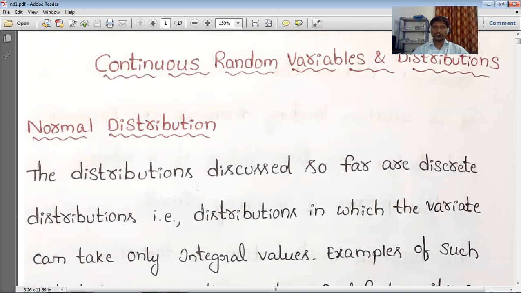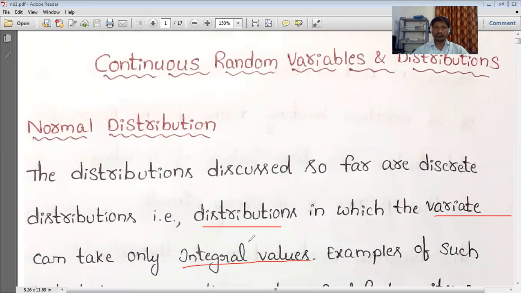The distributions discussed so far are discrete distributions. It means in the second unit we learned discrete distributions. What is meant by that? These are distributions in which the variate can take only integral values. It takes only finite values, and we can say fixed ones. Those things we learned in discrete random variables. It means the number of trials is, say, 100, and next we say the probability is this one. Like that we can give an exact value. But in continuous we can't say that.